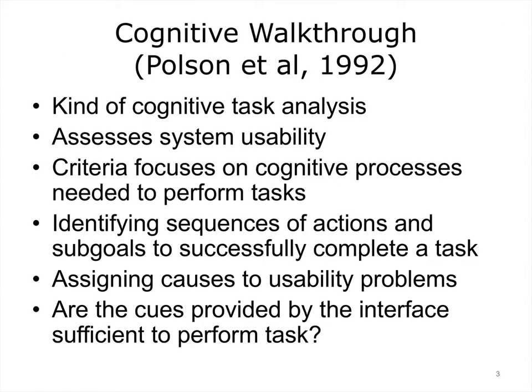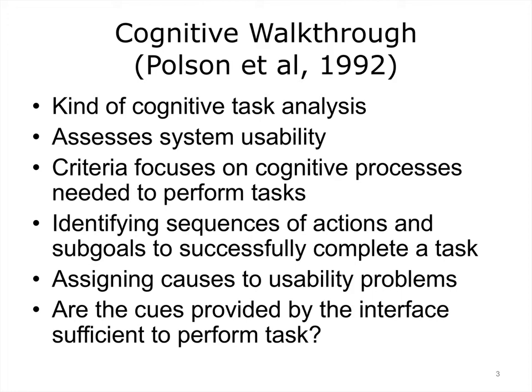The Cognitive Walkthrough, or CW, is an alternative usability inspection method developed by Polson and colleagues. It's richly steeped in cognitive theory, most notably Don Norman's theory of action. The analysis takes the form of a cognitive task analysis, or CTA. In a minute or so, we'll go through the procedure and then we will illustrate this method with a couple of examples. The criteria of the analysis focus on cognitive processes needed to perform tasks.